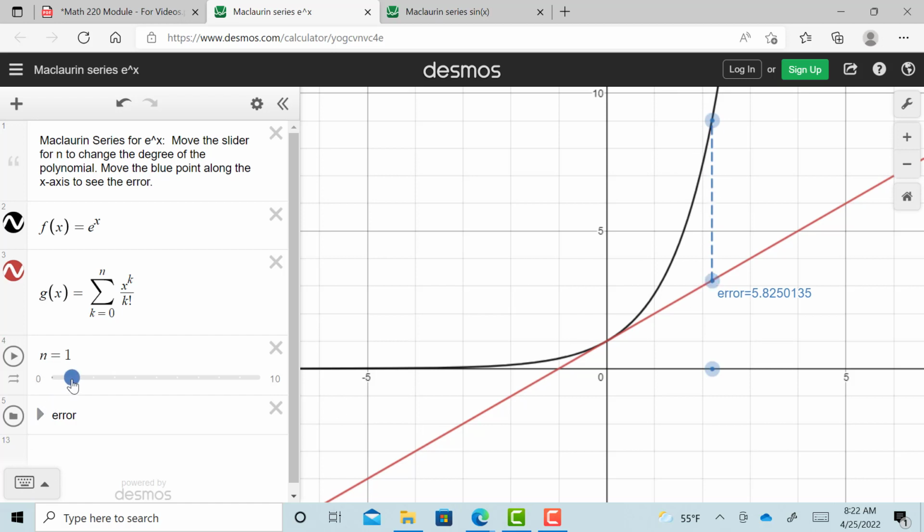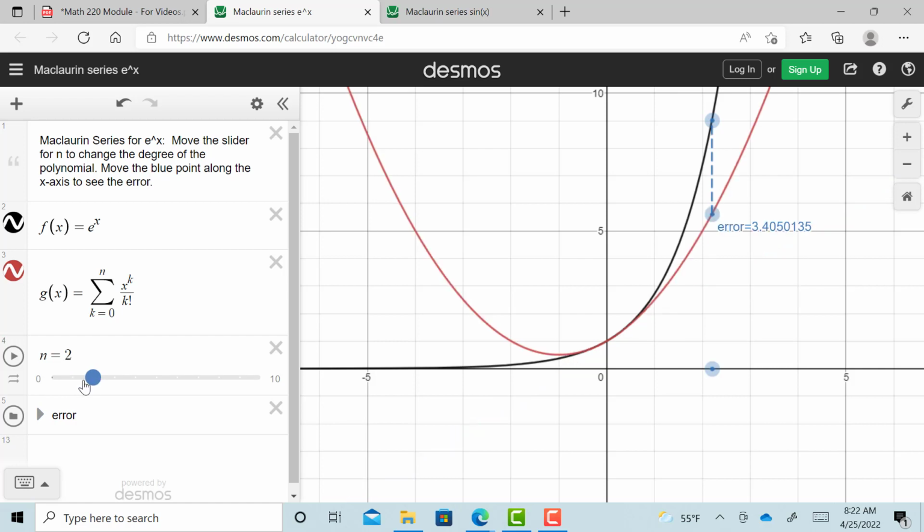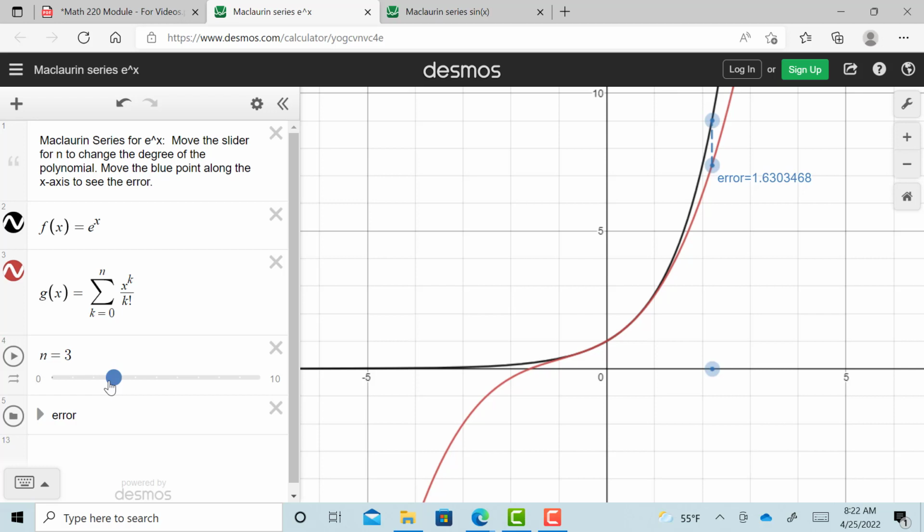But now watch what happens as n gets bigger, as we add more and more terms to our series. N equals 2. There's our red quadratic. The error is getting better. Next one is going to be a cubic. Oh, look at it, it's getting better and better.